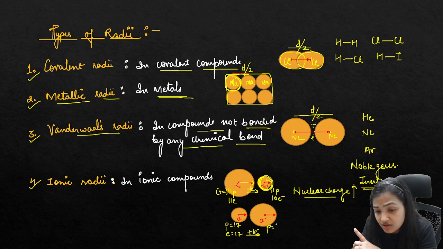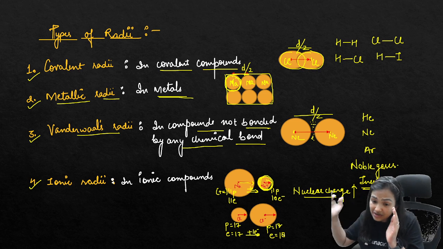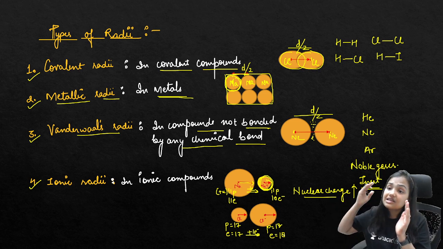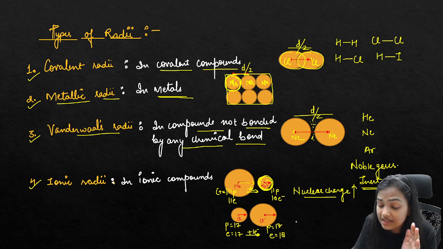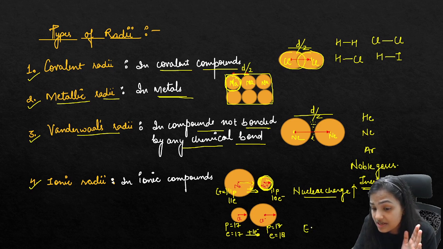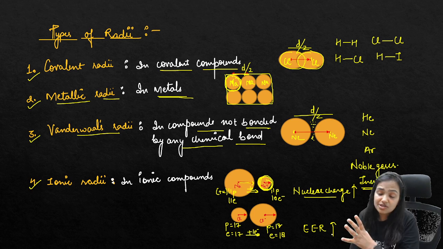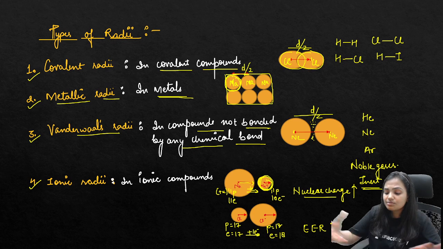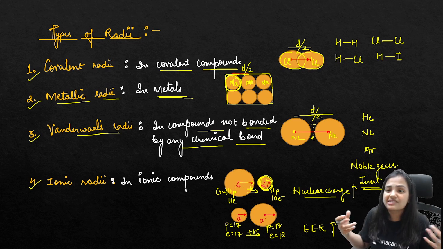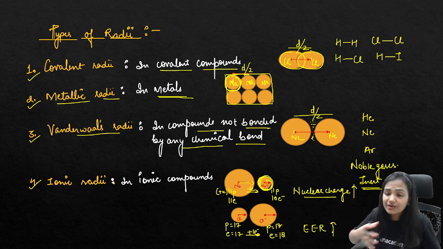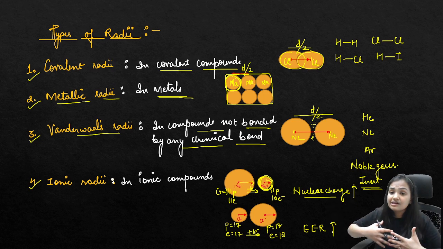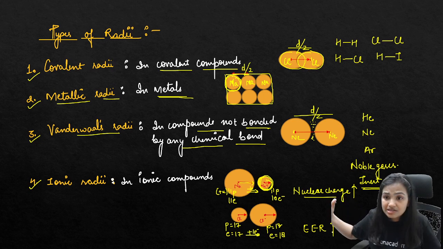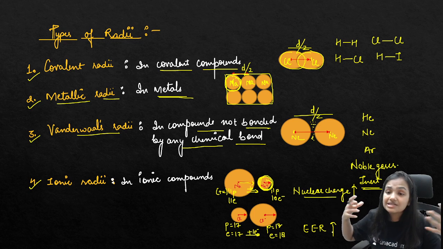So here the number of protons is 17 but the number of electrons is 18. So there is an increase in the number of electrons. When there is an increase in the number of electrons, the electron repulsion increases. What do we mean by electron repulsion? Guys, if there are more electrons, you know electrons are like charges and like charges repel. So when they repel, the electron cloud gets dispersed, and when the electron cloud gets dispersed, the size increases.